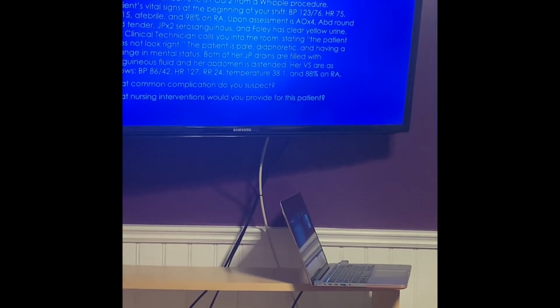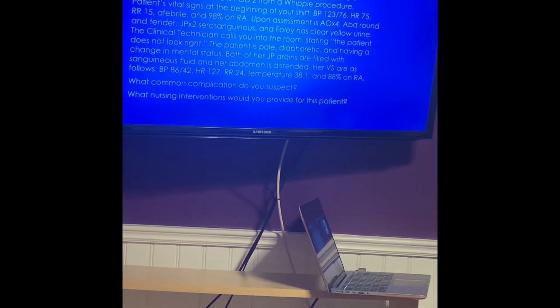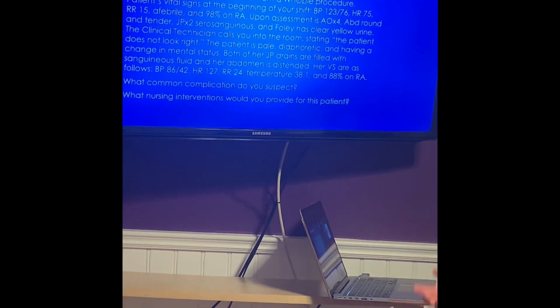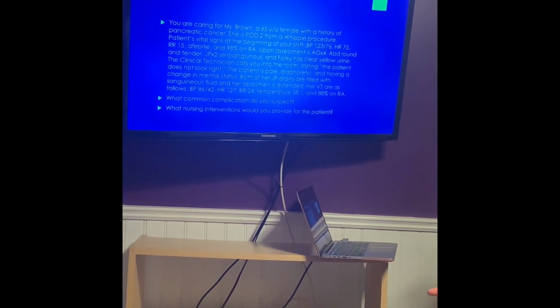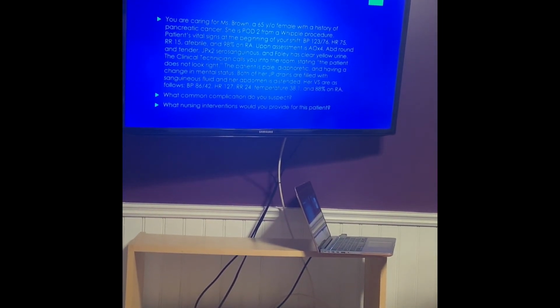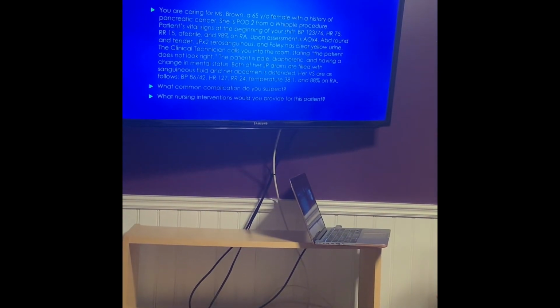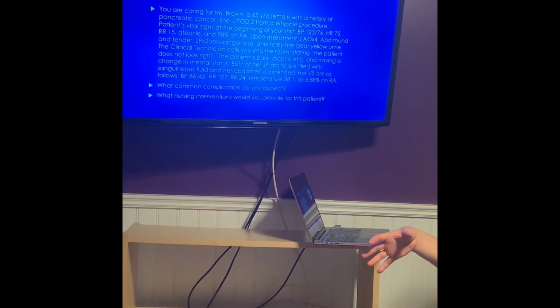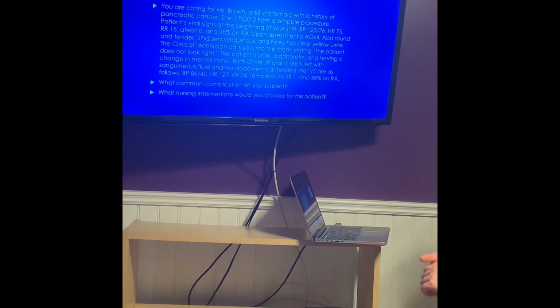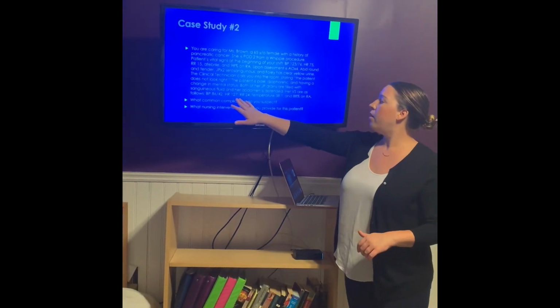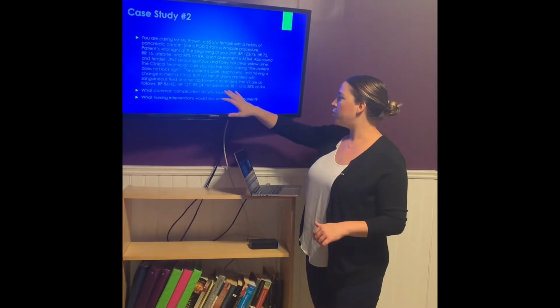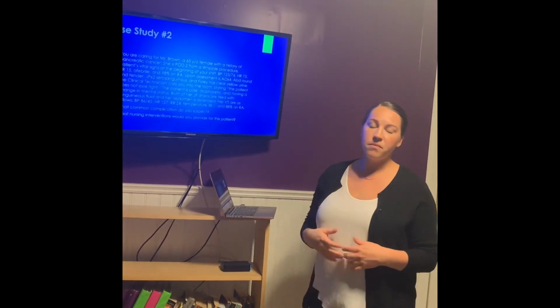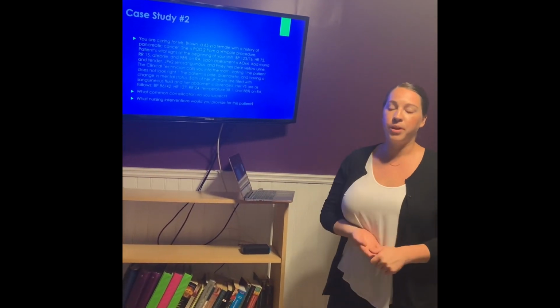A couple hours later into your shift, the clinical tech calls you in to the room stating that the patient just doesn't look right. The patient's pale, she's diaphoretic, and having a change in mental status. Both her JPs are filled with sanguinous fluid, and her abdomen is grossly distended. Her vital signs are as follows: low blood pressure, high heart rate, high respiratory rate, high temperature, and low oxygen. So what common complication do you think this patient is experiencing?